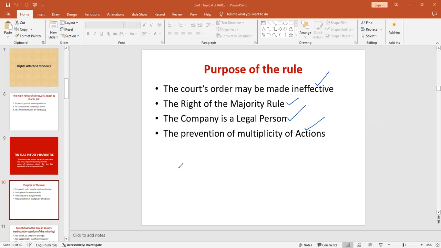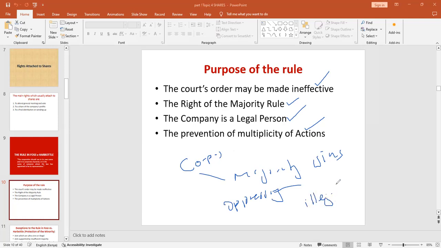So the highlights, number one, a company should sue on its own. Number two, majority wins. But then the question becomes, what if these majority shareholders are voting for something which oppresses the minority shareholders, or something which is illegal? How do we handle that? Because if the majority will always win, then what if the majorities are doing something illegal? That is a problem, right?